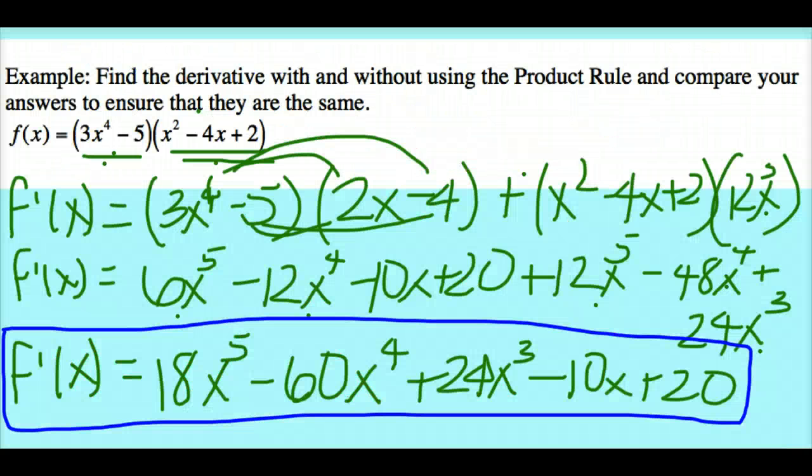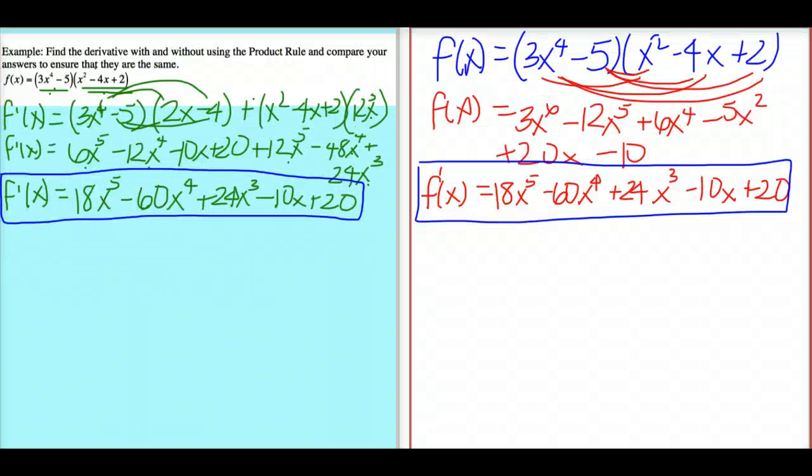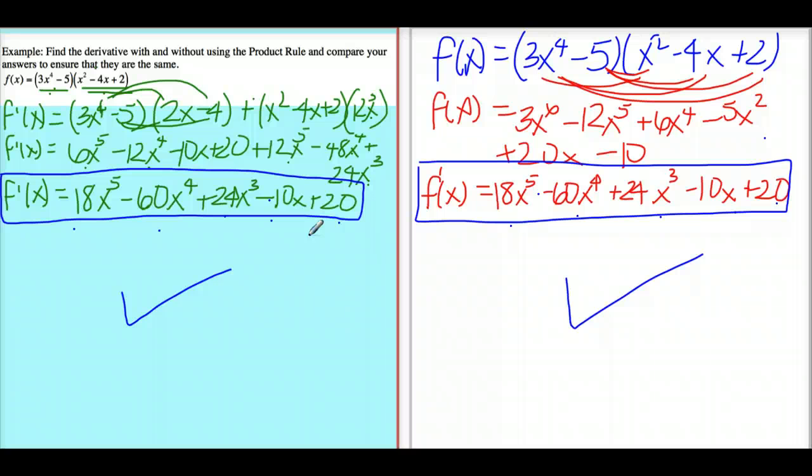If we were to compare our two answers, here you go, side by side, I get 18x to the fifth, 18x to the fifth, negative 60x to the fourth, negative 60x to the fourth, plus 24x cubed, plus 24x cubed, minus 10x, minus 10x, 20 and 20. So this is proof that no matter which way you do this, you're still going to get the same answer. Depending on the problem, if you do like to distribute, you're more than welcome to do it this way, but you're also more than welcome to solve it with the product rule. And later on in a couple of lessons, you'll see when it is better to use the product rule and when it is better to use the distribution.